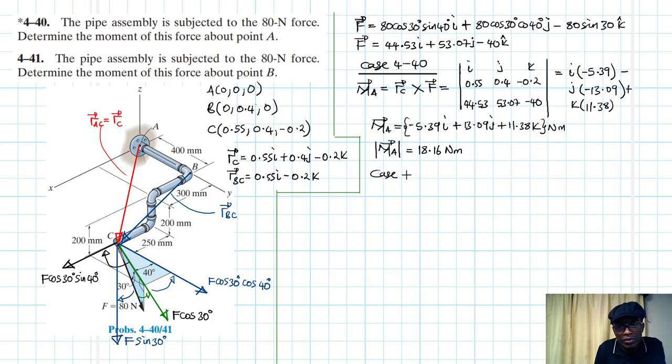Let's go to case number 2. Case 4-41. Alright, so there we are. We have been asked to find moments about point B. So say moment about B, they are like so. This is equal to RBC cross F, and then this is going to be equal to, we have I, we have J, we have K.